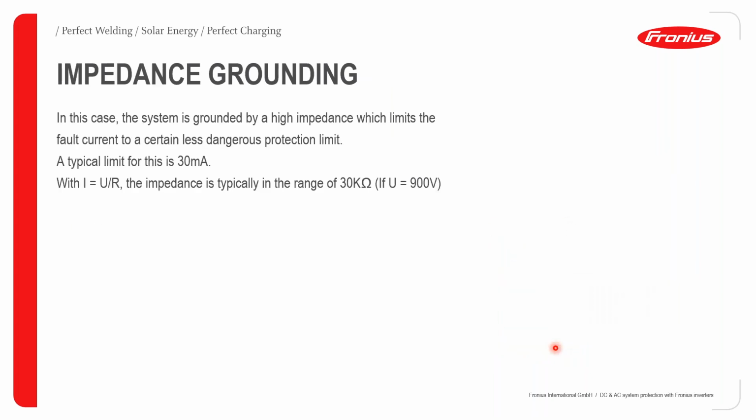We also have what we refer to as impedance grounding. In this case, the system is grounded by a high impedance, which limits the fault current to a less dangerous limit. So in this range, we are talking about a protection system that would also be adequate for protecting people from getting electric shocks. A typical limit in this case is about 30 milliamperes.